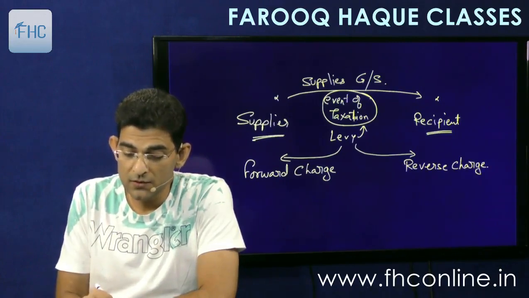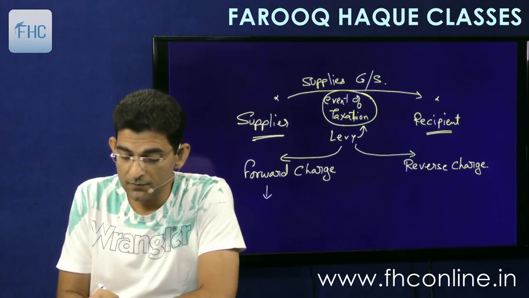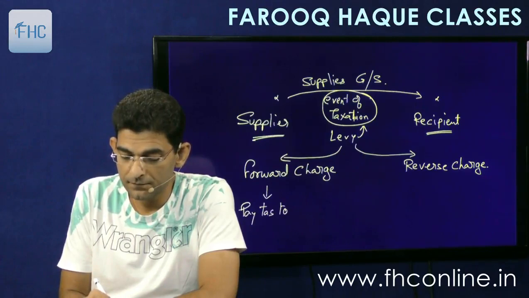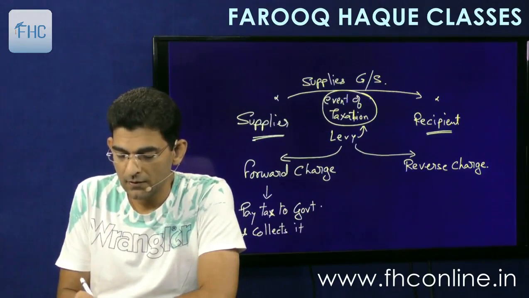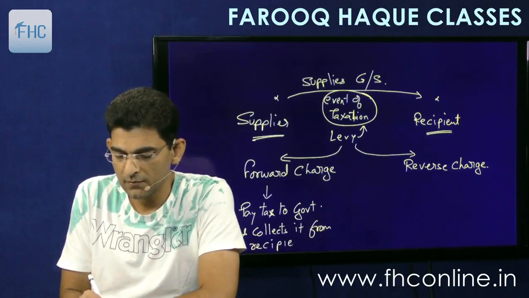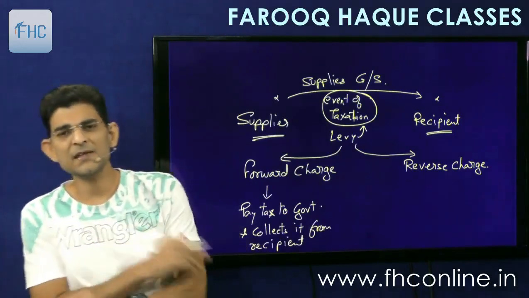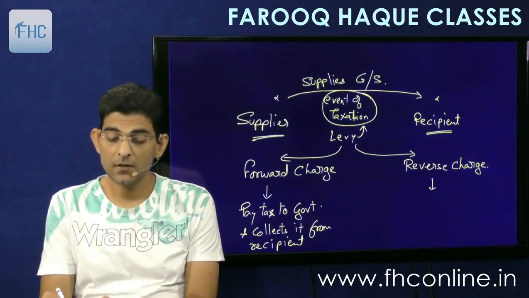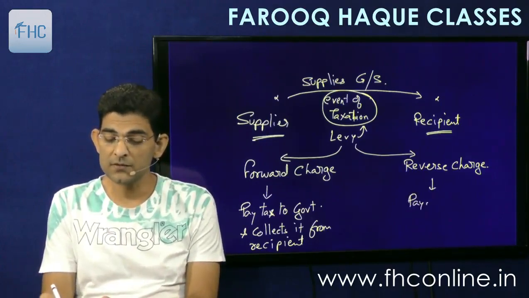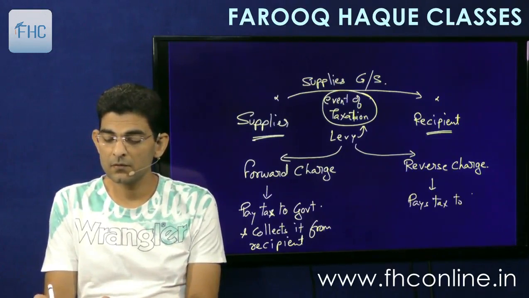So in forward charge, the supplier pays to the government, and collects it from the recipient. He pays it, but then he collects it from the recipient. And in reverse charge, what happens? The recipient pays tax to the government directly.